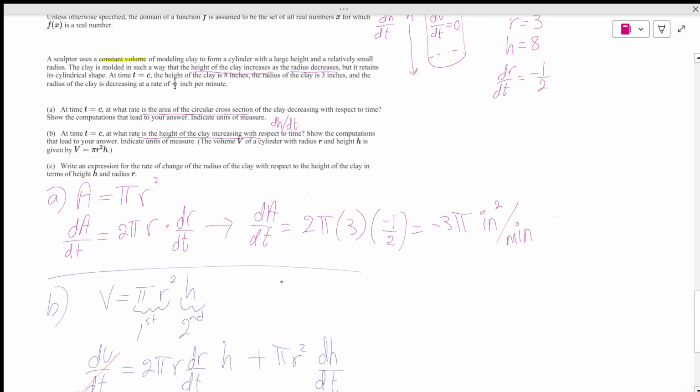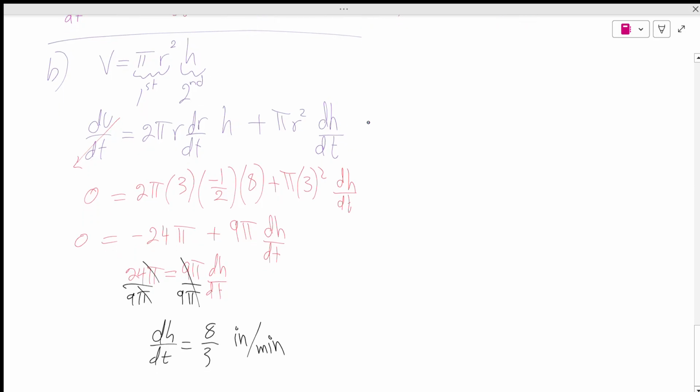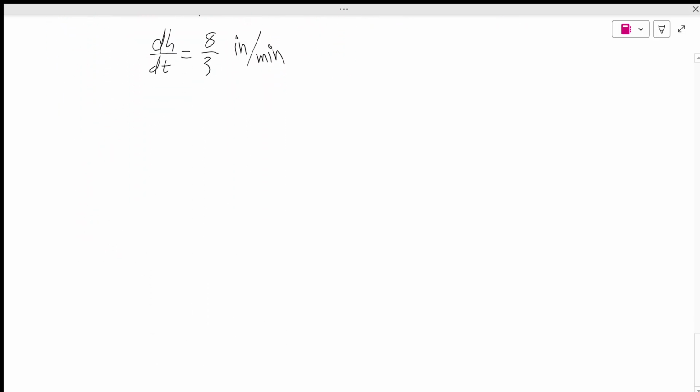In part C, write an expression for the rate of change of the radius with respect to the height. So this is really important. Write an expression for the rate of change of the radius with respect to the height. That means dr over dh. We will differentiate with respect to h, not with respect to t. So this is part C again. The volume equals pi r squared h. Let's differentiate this formula with respect to the height.